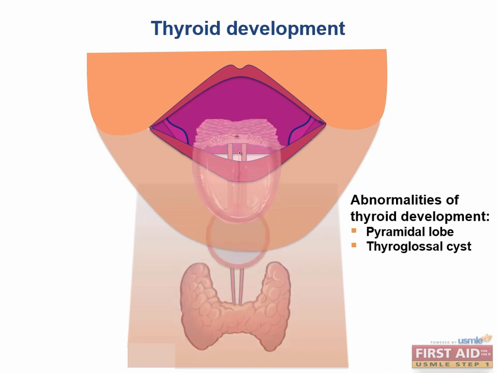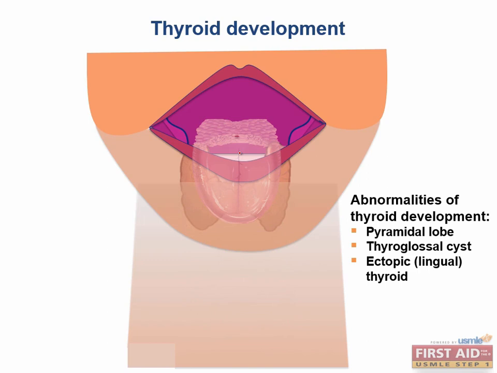It looks pretty weird. Finally, the thyroid may fail to descend altogether, which results in a lingual thyroid. Apart from being kind of a weird place for the thyroid to be in, these thyroids are often hypofunctioning and are actually a pretty common cause of congenital hypothyroidism.